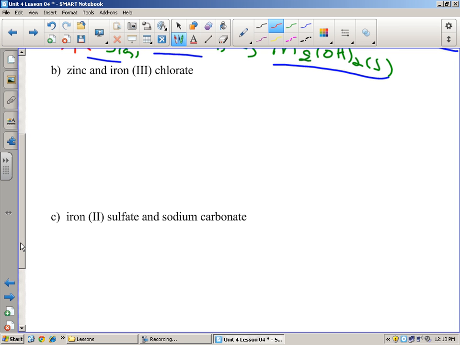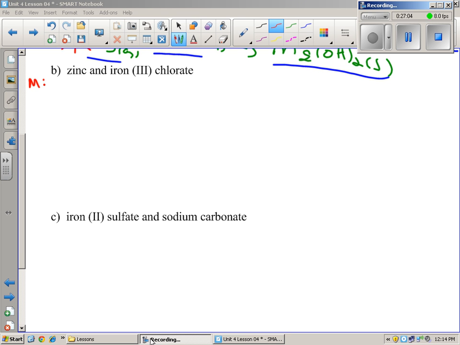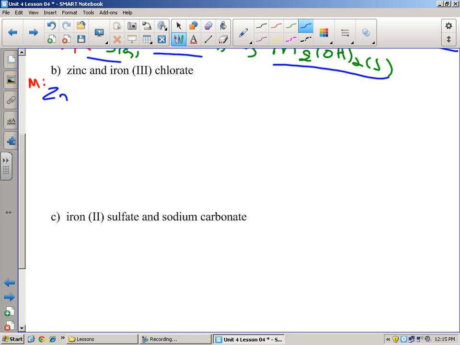So same thing, I want you guys to write out the single replacement reaction for this, which is something you should be able to do once again for Monday. The single replacement molecular equation, basically the molecule equation. Okay? So go ahead and do that right now. We'll give you a few seconds here. So, single replacement reaction, zinc and iron 3 chlorate.